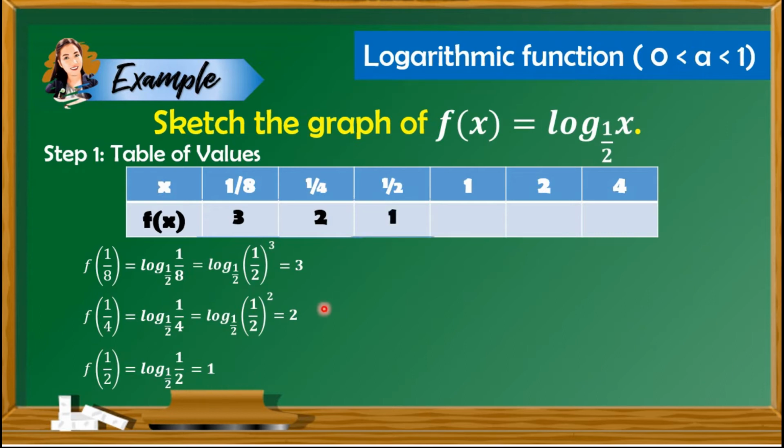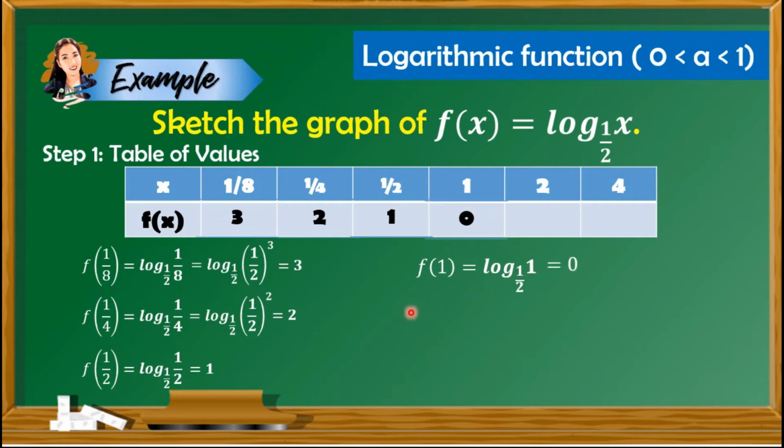Next is when x is 1. So we have f of 1 equals the logarithm of 1 with base 1/2. And in getting the logarithm of 1, the answer is always 0. Next is when x is 2. So we have f of 2 equals the logarithm of 2 with base 1/2. And to find the value of this, we can apply the change of base.